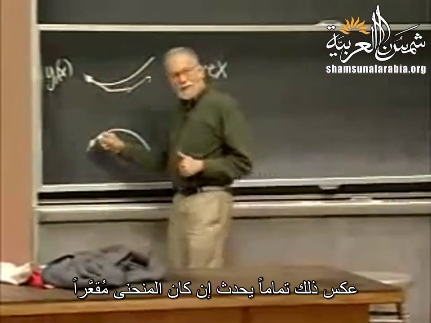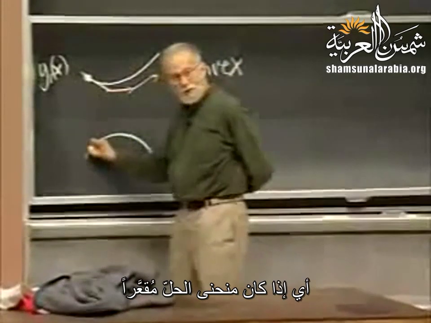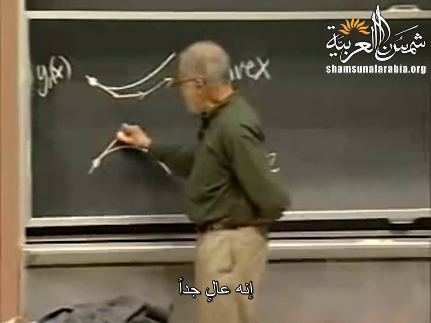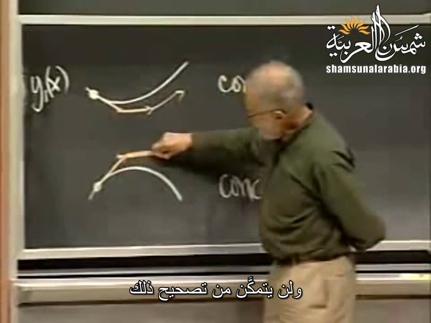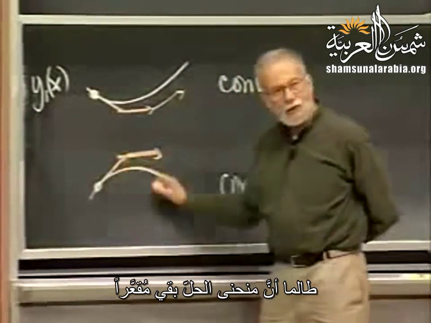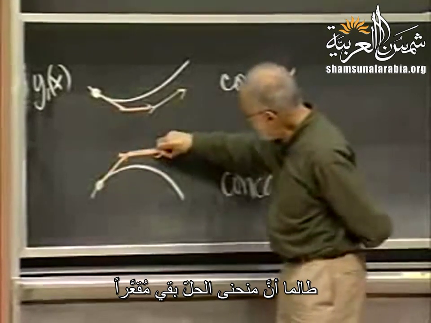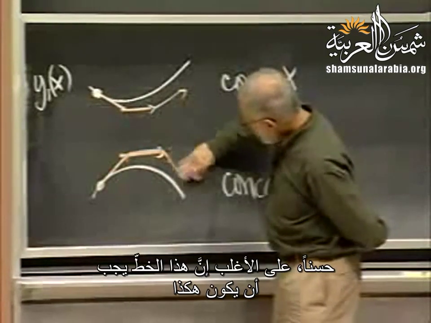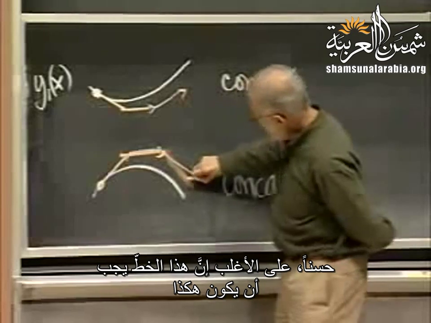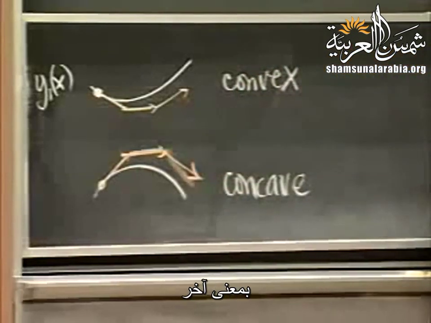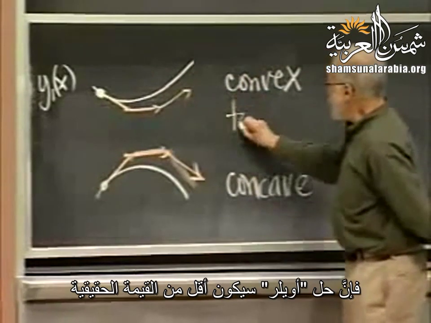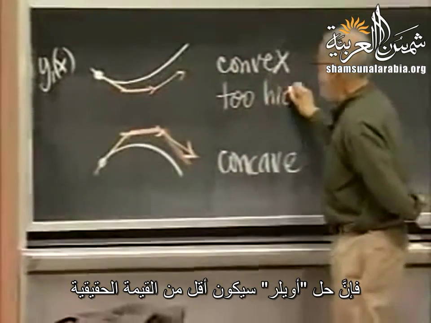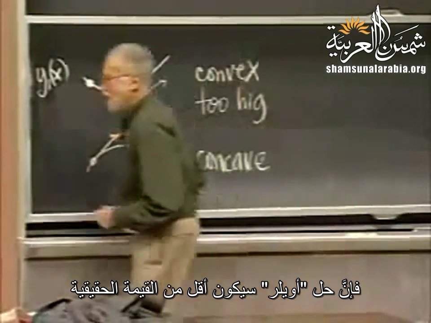Exactly the opposite would happen if the solution curve were concave. Now it's too high, and it's not going to be able to correct that as long as the solution curve stays concave. Well, that's probably too optimistic. It's probably more like this. So in other words, in this case, if the curve is convex, the Euler is going to be too low.